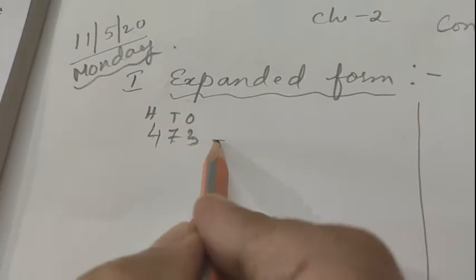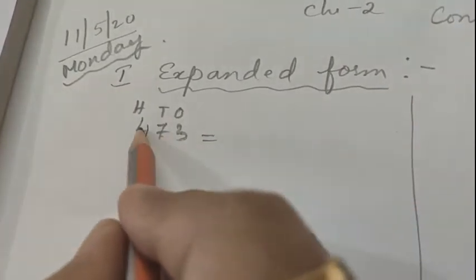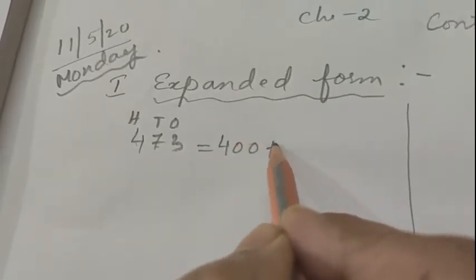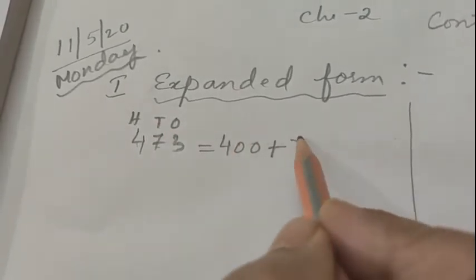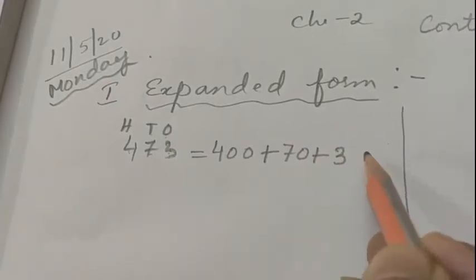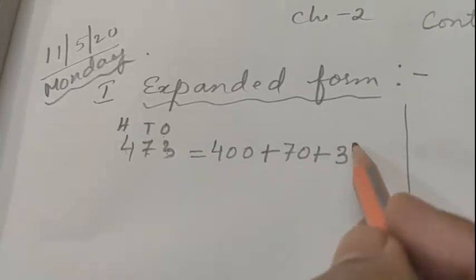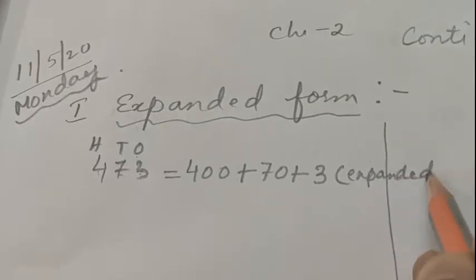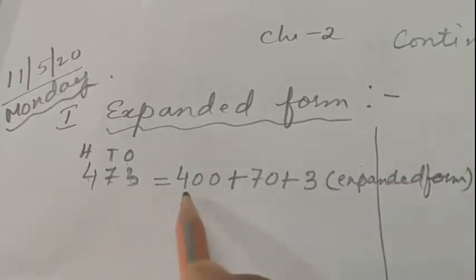Expanded form means stretching the numbers. So how we have learned, in the place value, 4 is in hundreds position, 7 is in tens position, 3 is in ones position. So how can we stretch the number? By writing it. So 4 is in hundreds, so we have to write 400 plus 7 is in tens position, 70 plus 3 is in ones position, so 3 into 1, 3 only. So this is called an expanded form. Got it? You are stretching the number.